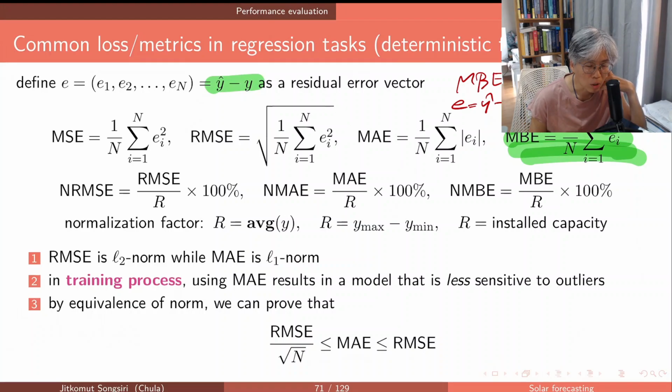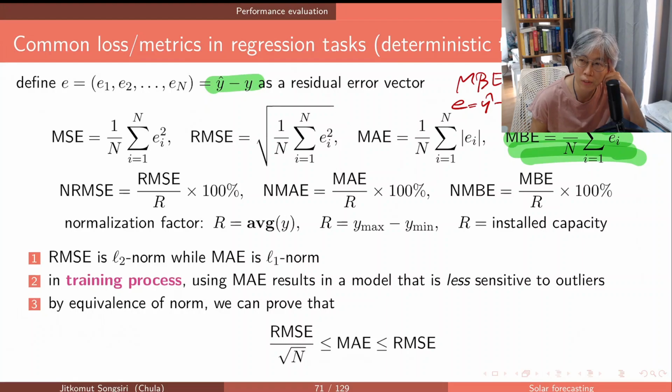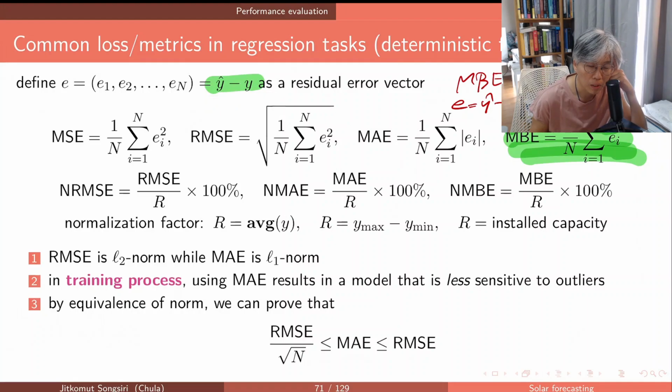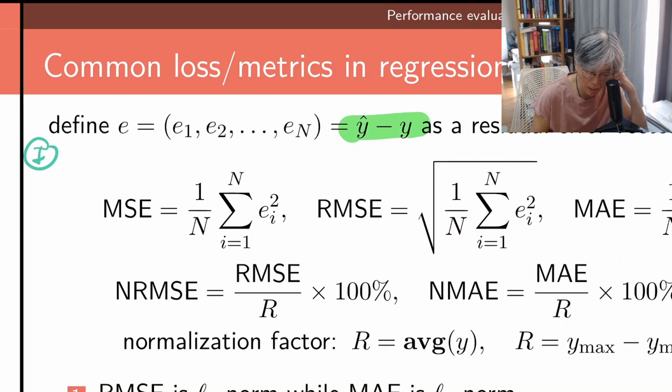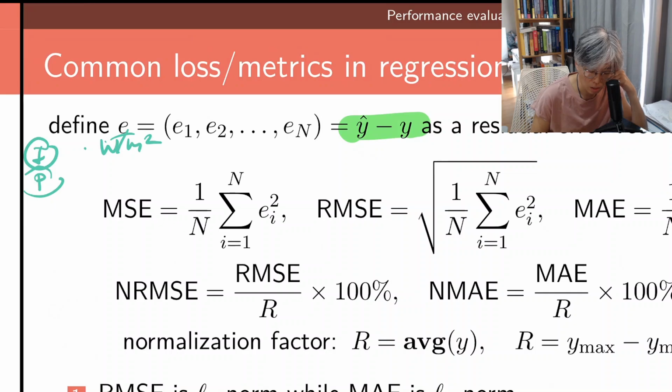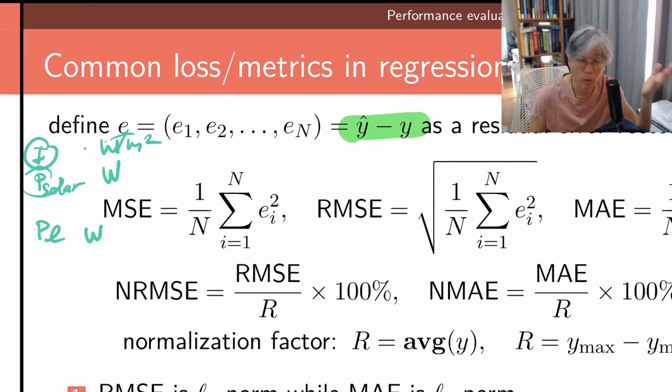And of course, it depends on the unit of the error. When you perform forecasting, the error will have the same unit as y. In our context, if you perform irradiance forecasting, the unit of your error would be watt per meter square. If you perform solar power forecast, the unit would be watt or kilowatt. And if you perform electrical load forecasting, your unit is still watt or kilowatt.